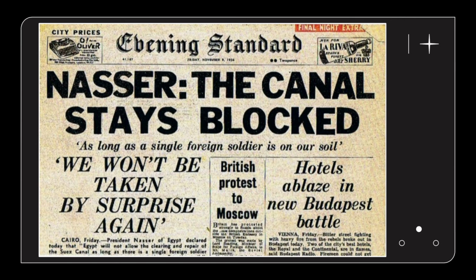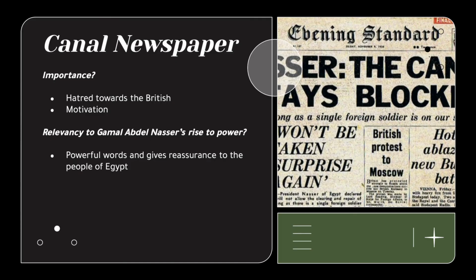This signifies that Egypt used to be talked down on. Nasser wants the whole world to know that they are strong and that they should never be underestimated. Through this newspaper, we can definitely tell that Egypt holds a lot of hatred towards Britain. Their hatred for them acts as motivation to move forward. This is relevant to Nasser's rise to power because he sounds powerful. His voice acts as reassurance for the people of Egypt. The people of Egypt think that they're safe under his protection.